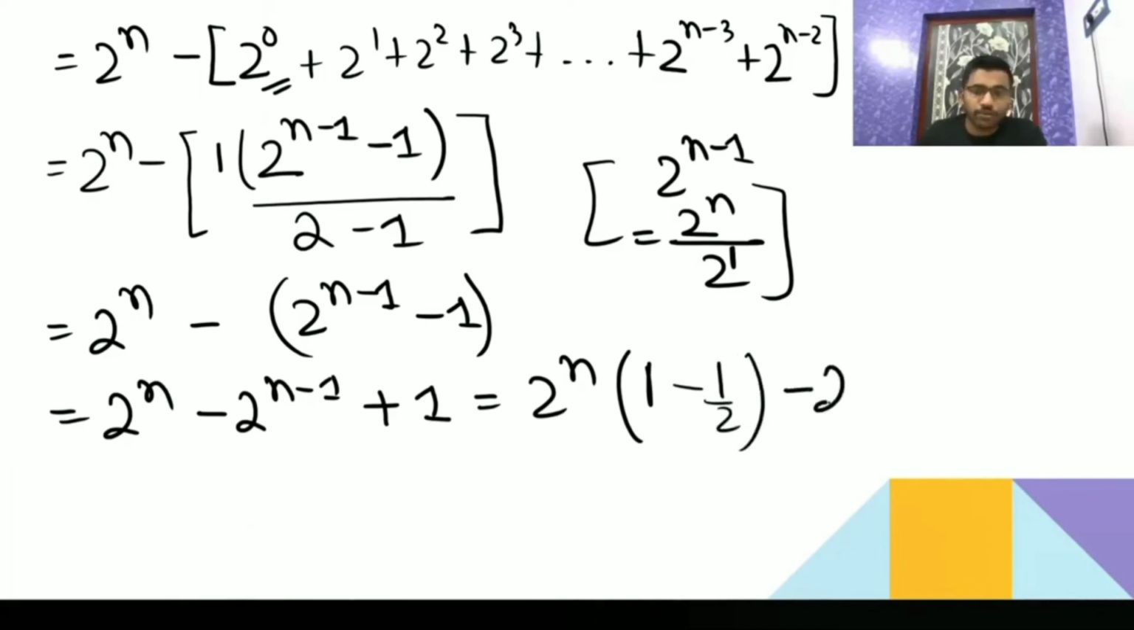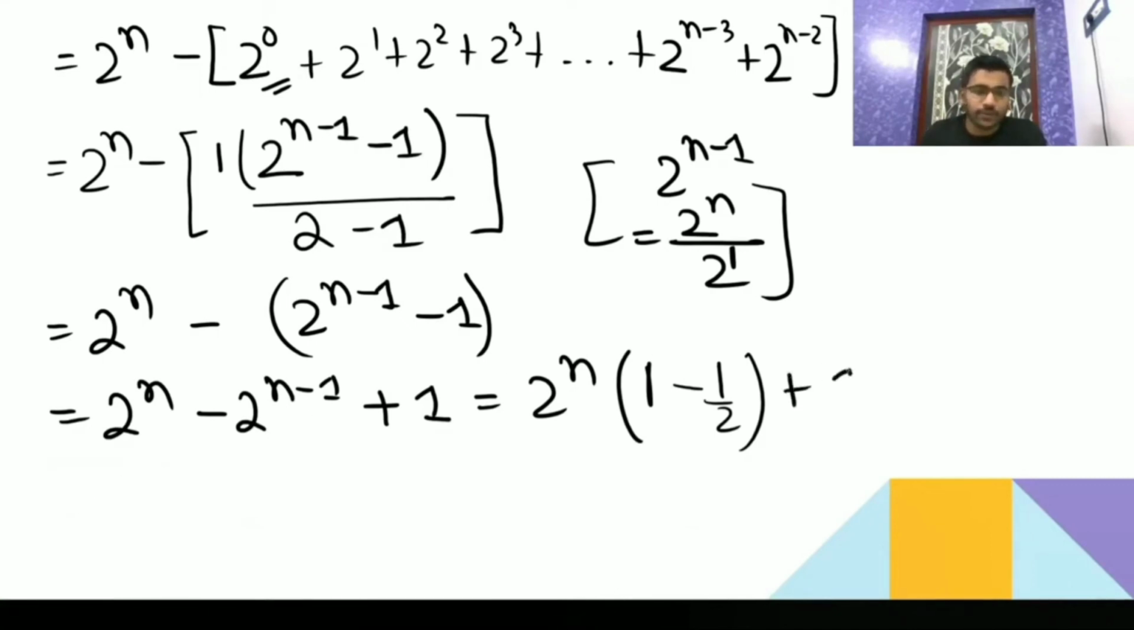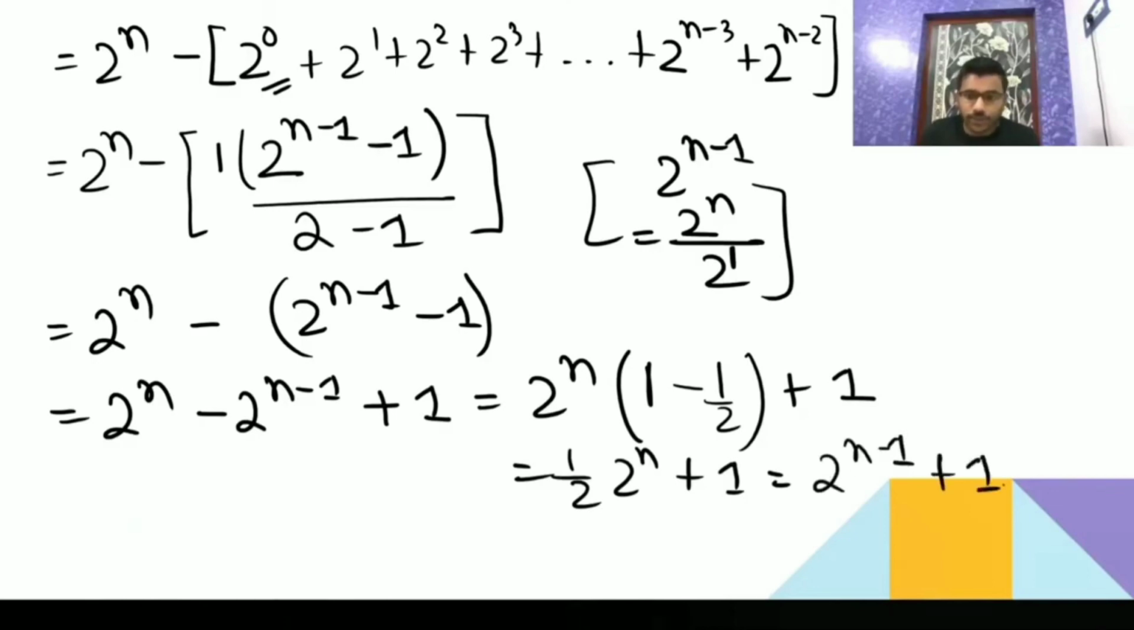You are going to get minus 2 to the power n minus 1 plus 1. Oh sorry, I have already taken 2 to the power n as common, then only we have to write plus 1. Clear? Yeah, everyone is saying clear. So it is going to be half of 2 to the power n plus 1. So you are going to get 2 to the power n minus 1, since it is divided by 2, plus 1. So you got 2 to the power n minus 1 plus 1.